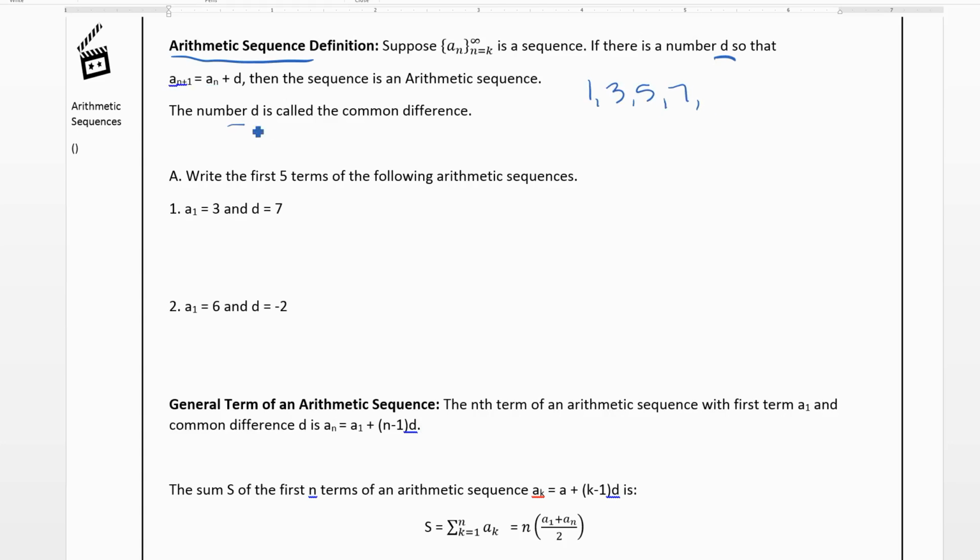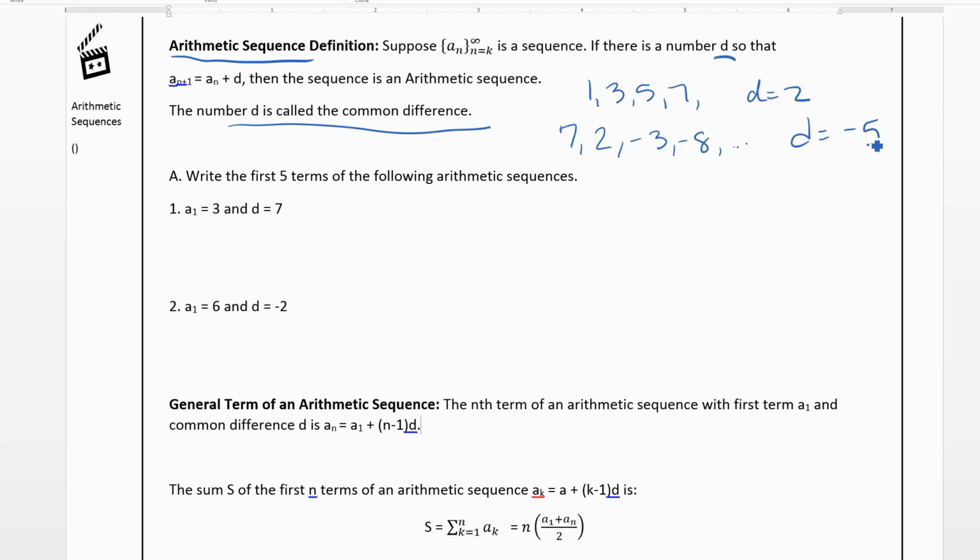So there, d is called the common difference. So here, d would be 2. Or we could have something, let's say we have 7, 2, negative 3, negative 8. Here, we're subtracting 5 each time. We'd say d is negative 5.